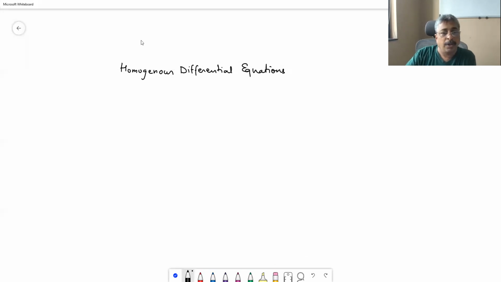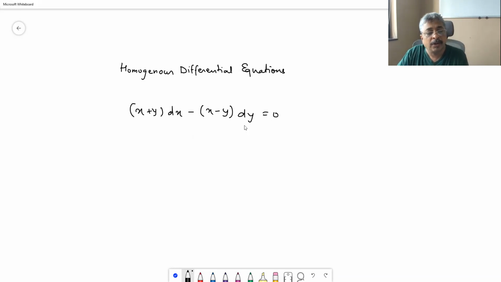Okay. It is very simple. Let me give you the first example. (x plus y) dx minus (x minus y) dy is equal to 0. So you will find the degree of each term is exactly the same, and this is example 1. It is exactly the same, therefore a substitution. Check whether you can solve this.